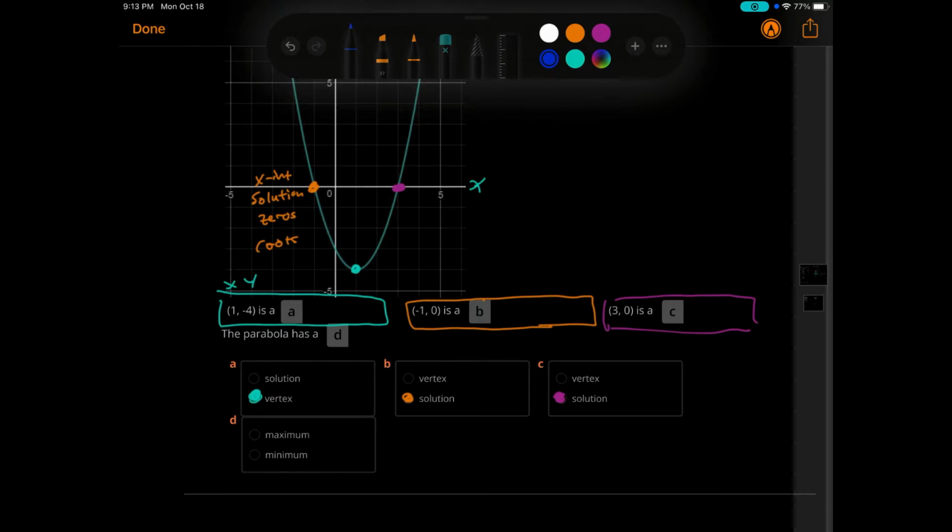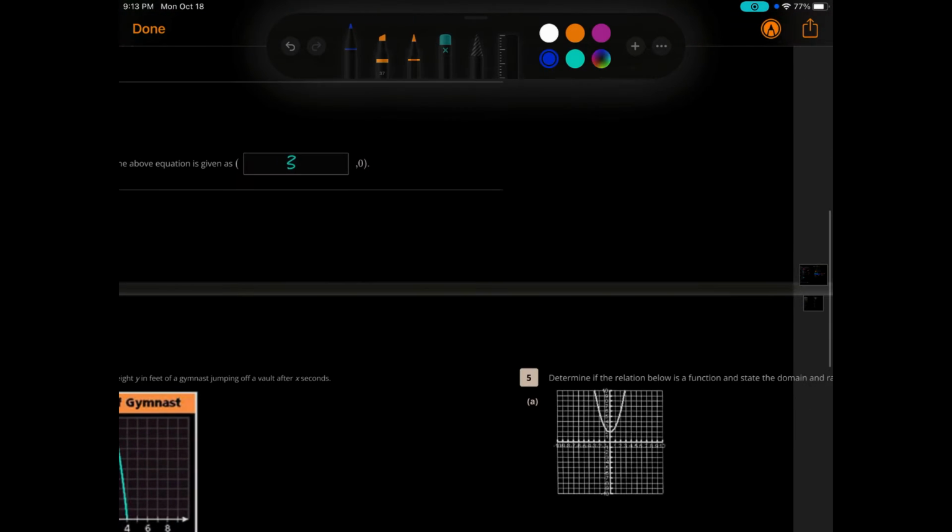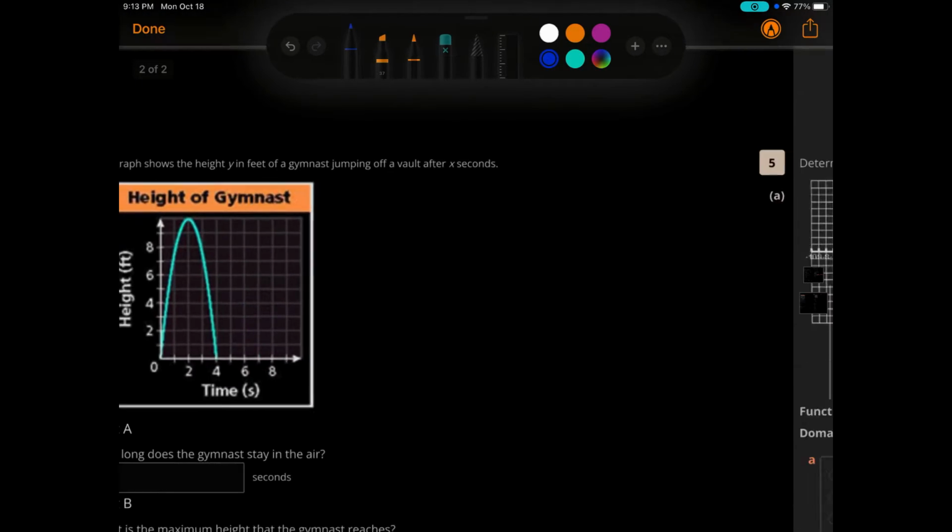And the last one, the parabola has a what? That is talking about this point right here. The vertex is specifically a minimum. It's the low point of the half pipe. All right, question number 3.